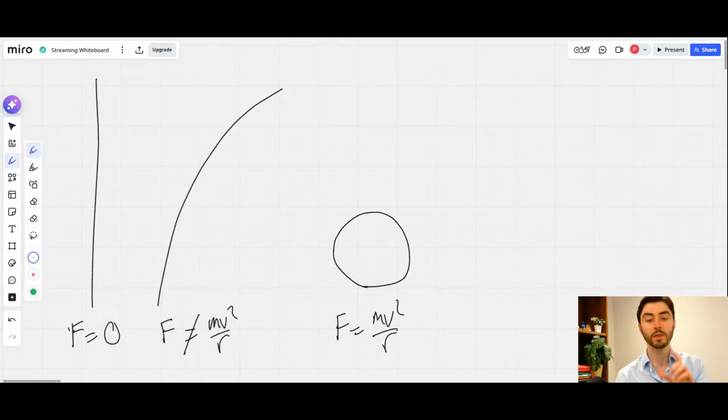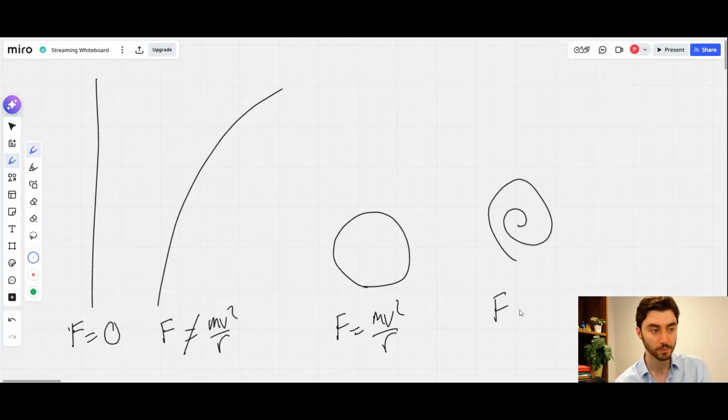Importantly, because that force is perpendicular to the velocity vector, that means that there is no work done. Because remember that work done is the force times the distance moved in the direction of the force. And because these are perpendicular, you get no work done, right? And we know that because that means it's moving with constant speed in a circle. And if F were to be bigger than mv squared over r, you would get some sort of spiral motion.